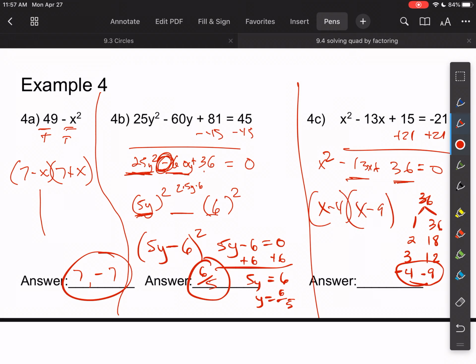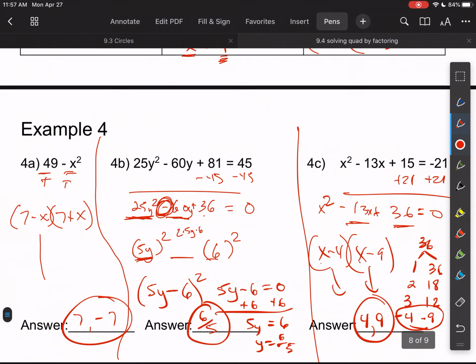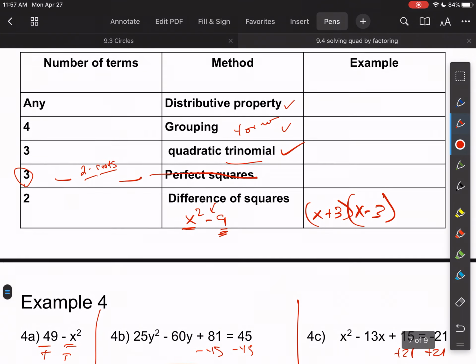So I can factor this as x minus 4, x minus 9. If you want to be sure, you can FOIL it back. X times x, x squared, minus 9x, minus 4x, plus 36. It works. So the answer to this is whatever makes these go to 0, right? So what makes that go to 0 is positive 4, and what makes that one go to 0 is positive 9. All right, so that's example 4. And I think that's all we had, you guys.